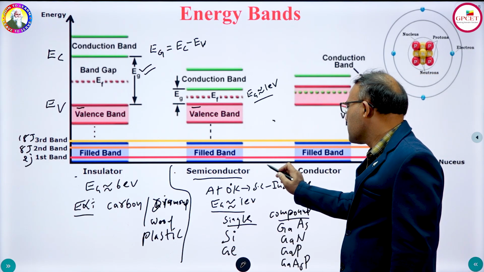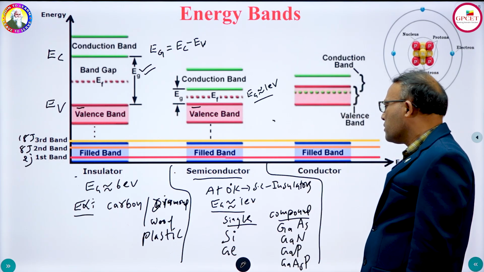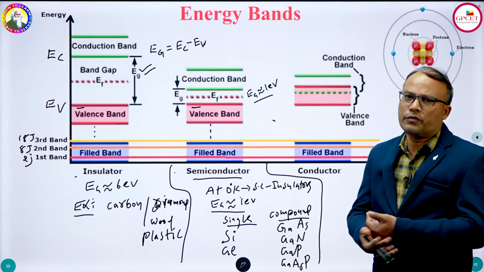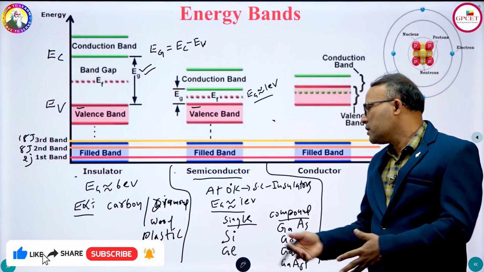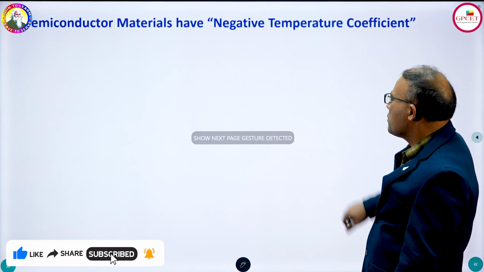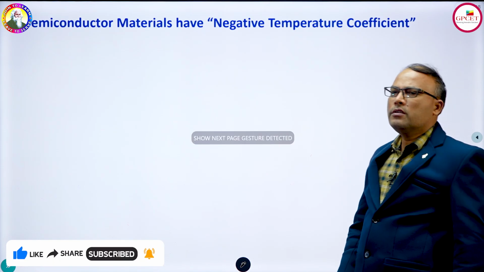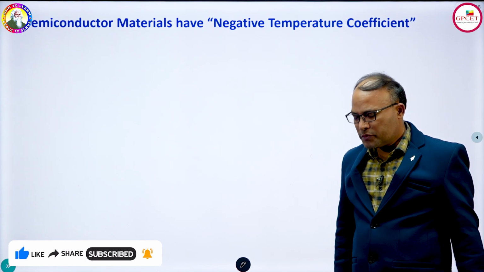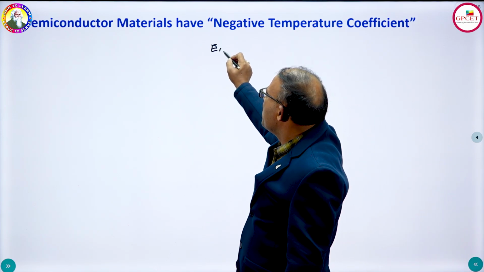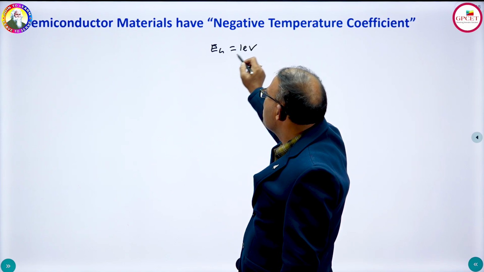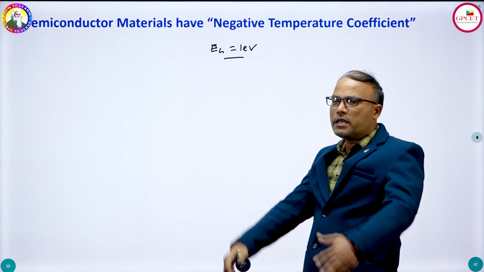Now consider these semiconductors. I can say these semiconductors have negative temperature coefficients. Why are they called negative temperature coefficients? We will see here in this case. All semiconductors are called negative temperature coefficients, because they possess an energy gap of about 1 electron volt. So this energy gap can be acquired by the devices.